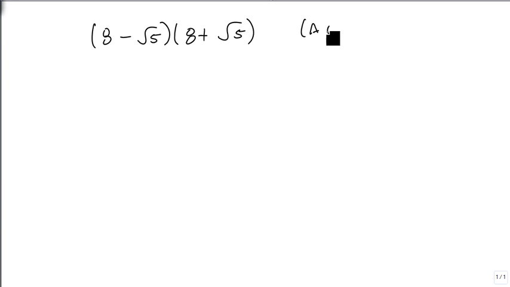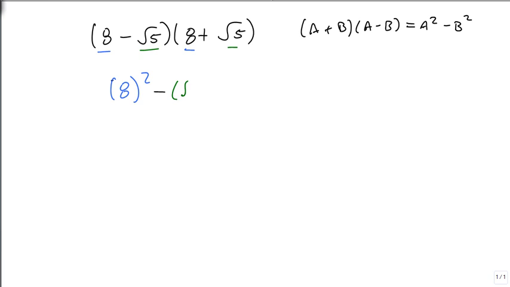The last example that we want to talk about is our difference of squares. So if we have 8 minus the square root of 5 times 8 plus the square root of 5. Well, remember our difference of squares says if we have a plus b times a minus b, this will give us a squared minus b squared. So we just need to identify our a and our b, and we take our a, and we square it, and then we subtract, and we take our b, and we square it.